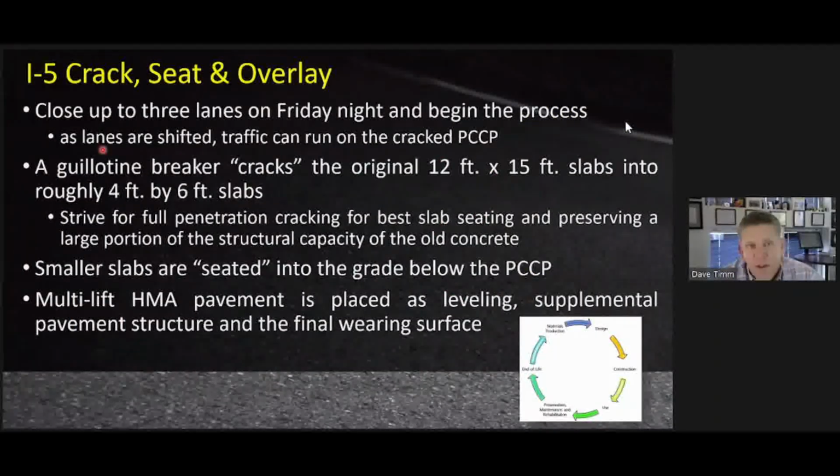The way they went about doing this is they would basically do weekend closures, on a very heavily trafficked interstate. This is some information about the crack and seat and overlay. Basically they took the 12 by 15 foot slabs and broke them down into 4 by 6 foot slabs, making sure that it is cracked all the way through. That's really important to remove the slab action, and then seating the smaller slabs back into the supporting material underneath, and then paving on top of it as you normally would. And this part down here is the preservation, maintenance, and really rehab that's going on there.